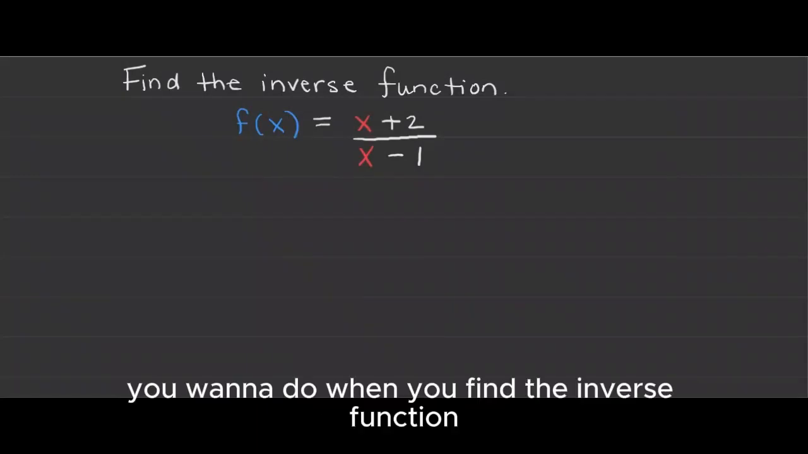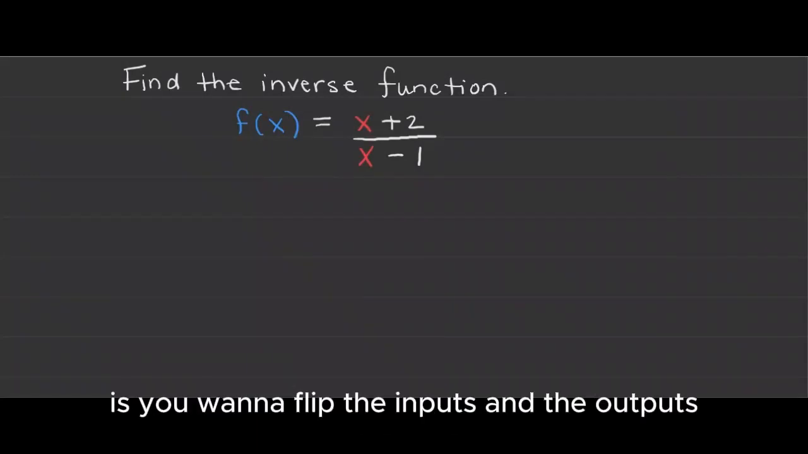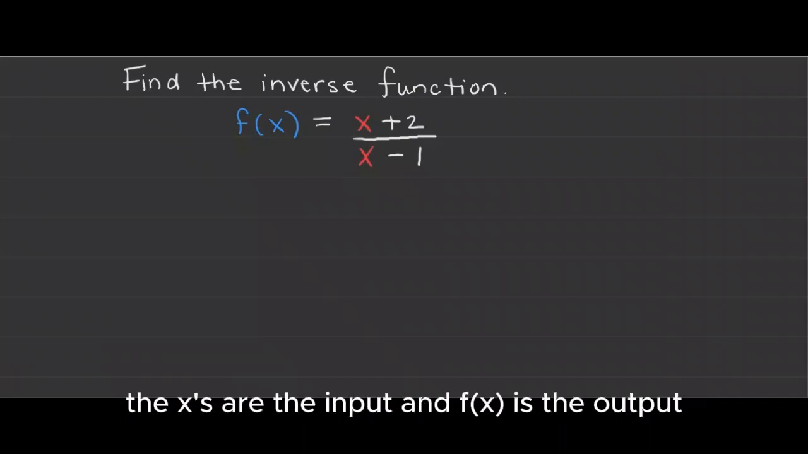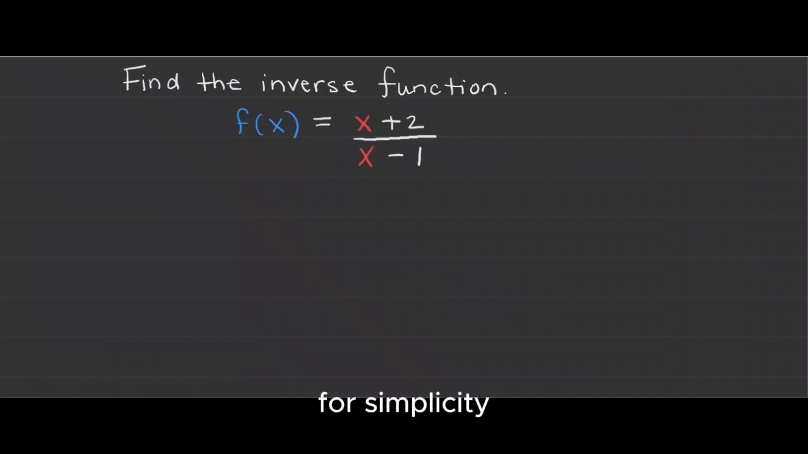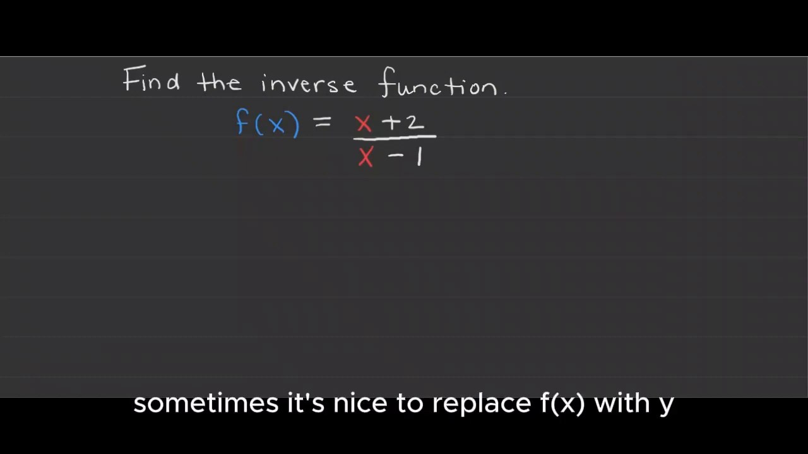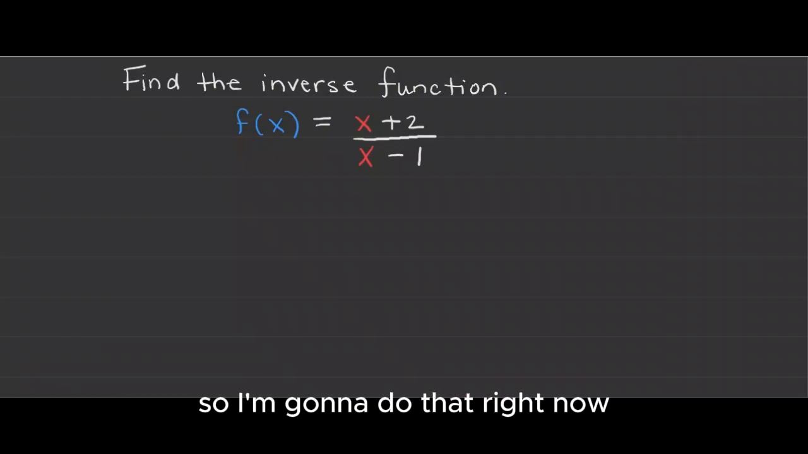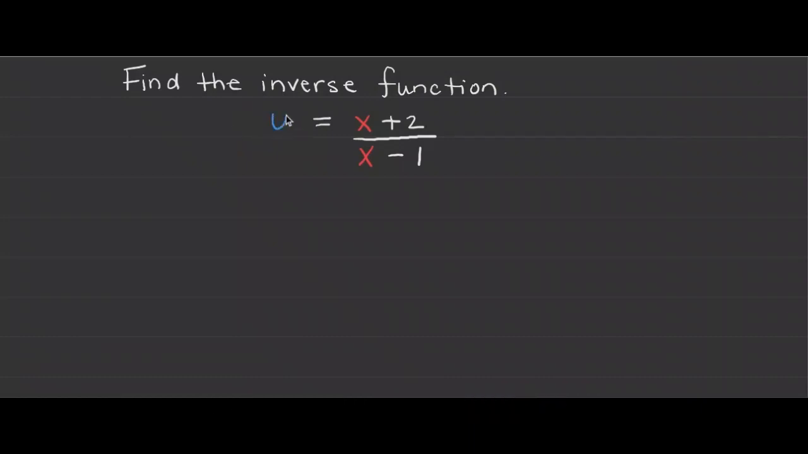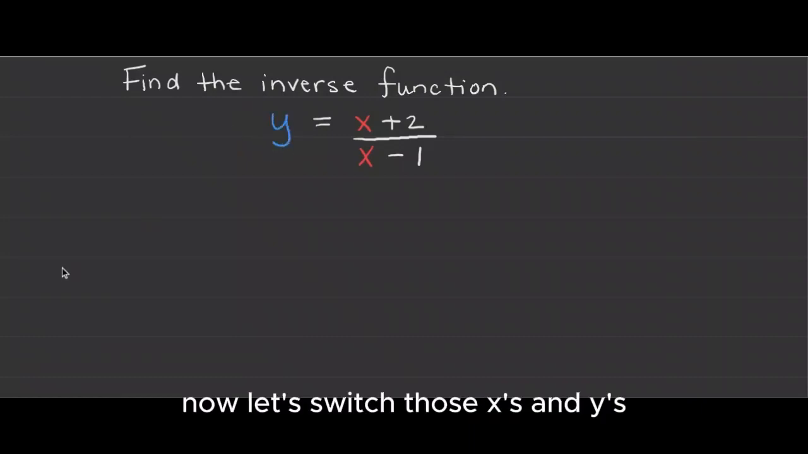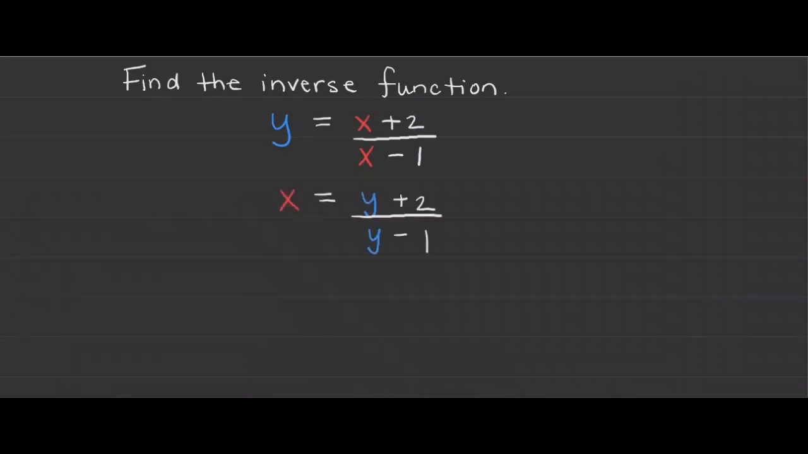The first thing you want to do when you find the inverse function is flip the inputs and the outputs. In this case, the x's are the input and f of x is the output. For simplicity, sometimes it's nice to replace f of x with y. So I'm going to do that right now. Now, let's switch those x's and y's.